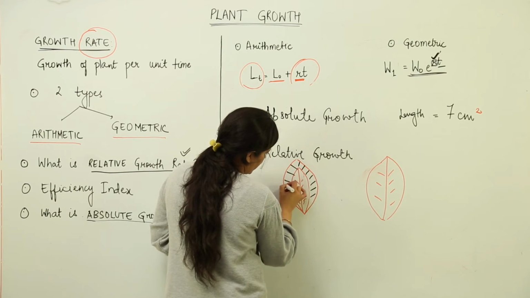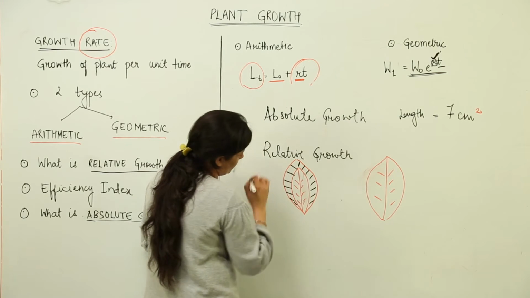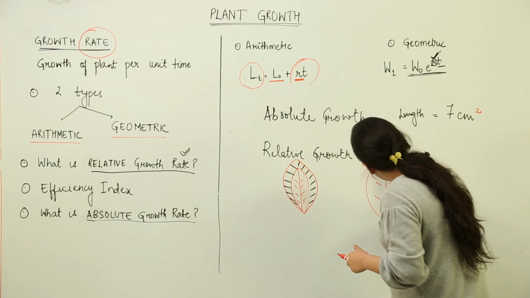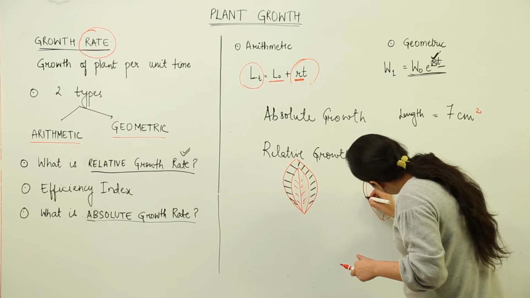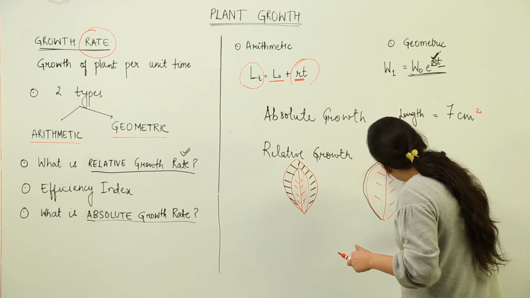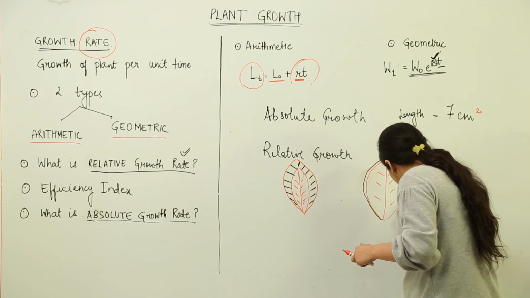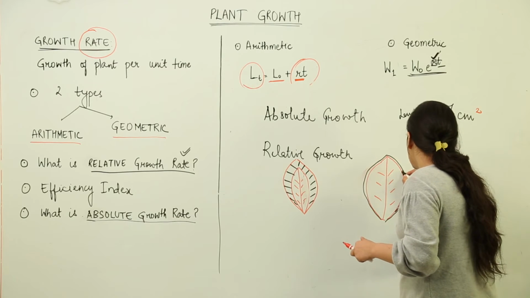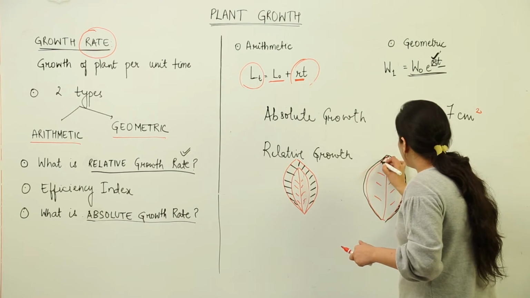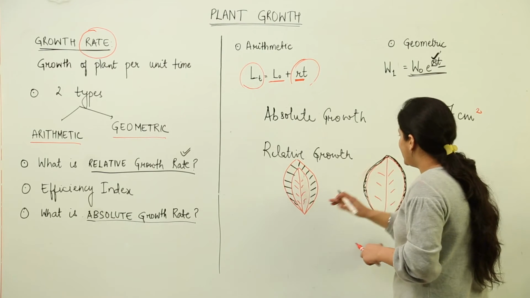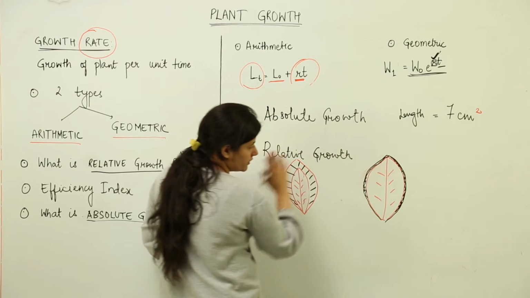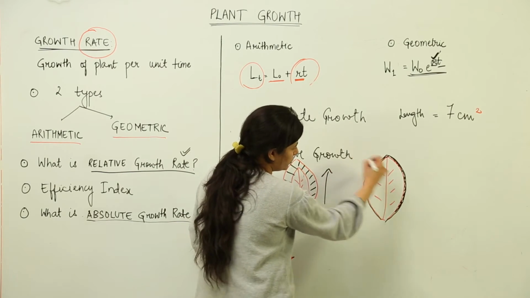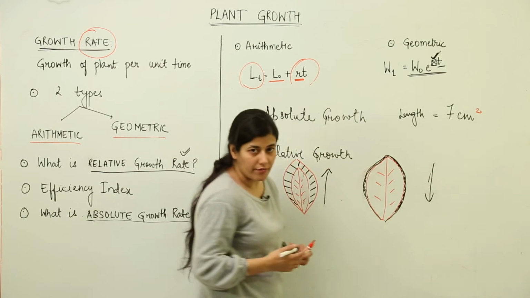Just to make you understand, pardon my diagrammatic skills if you are having any problem in understanding, the same 7 centimeter increase I have added to this leaf as well. Now as is quite evident in this picture, you see that the absolute growth was similar, but the relative growth varies over here. This has a higher relative growth and this one has a lower relative growth.